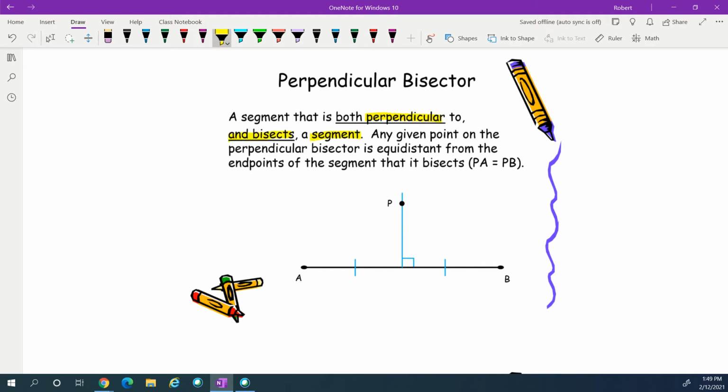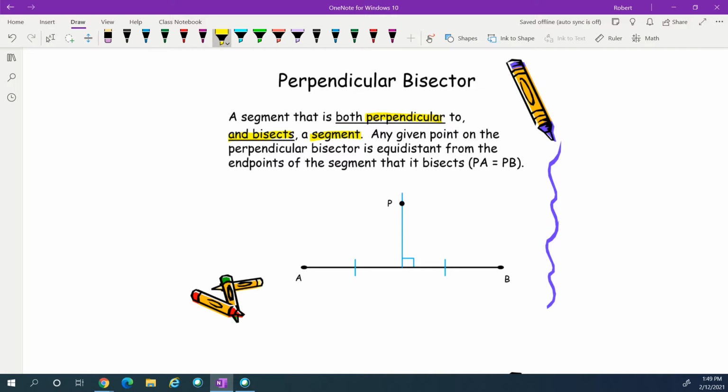So in this picture, the blue segment is the perpendicular bisector of AB. That means it forms a right angle with AB, and it also cuts AB exactly in half, goes through the midpoint.